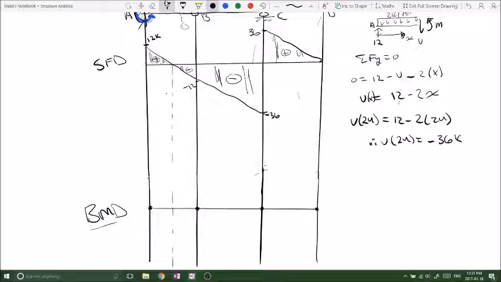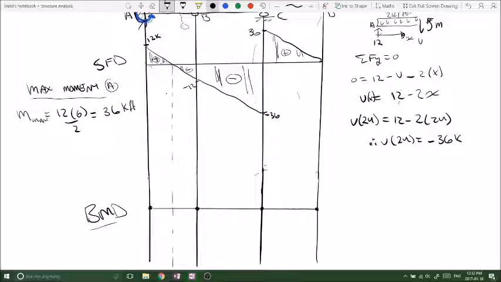So what we need to do is calculate the area under the curve from our point A to the halfway point from B, or at the zero shear. And then we know that this is positive because it's positive 12 times a distance 6, which has no positive or negative in this context. So we know that this is going to be positive 36, and that is our maximum moment.